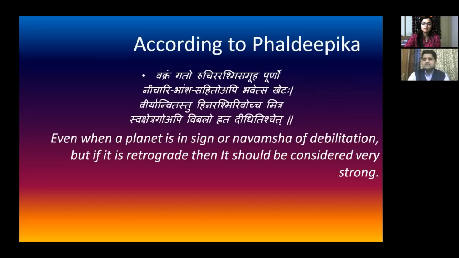So even when a planet is in own sign or Navamsha, sorry, we will edit this part later, okay? Even when a planet is in the sign or Navamsha of debilitation, but if it is in retrograde motion, then it should be considered very strong. As per Phaladipika, if a planet is in the Neech Navamsha or in the Neech Rashi, even in that case, if it is retro, then Phaladipika considers it to have a strong impact.